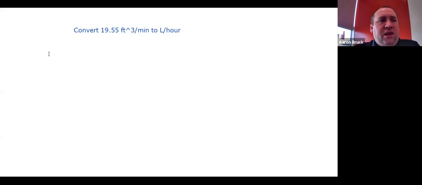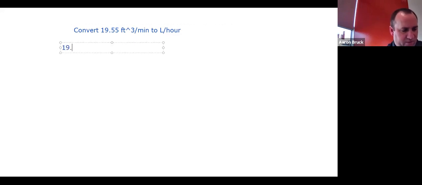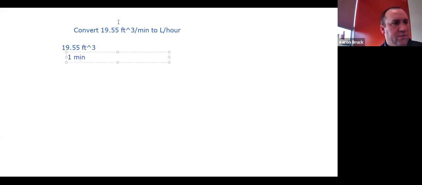So in this, we are combining two concepts from our discussions of unit conversion on Friday. First, we have a combination unit here, 19.55 cubic feet per minute. That is 19.55 cubic feet in the numerator, and 1 minute in the denominator.